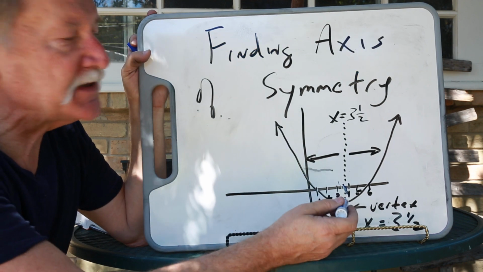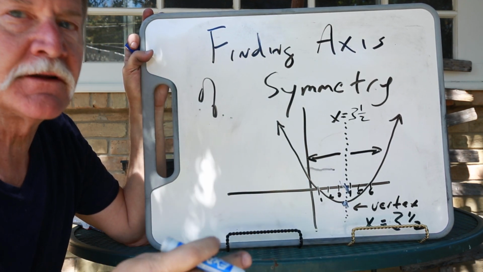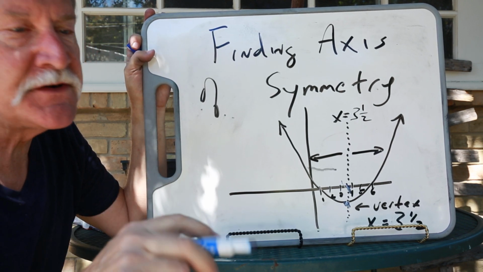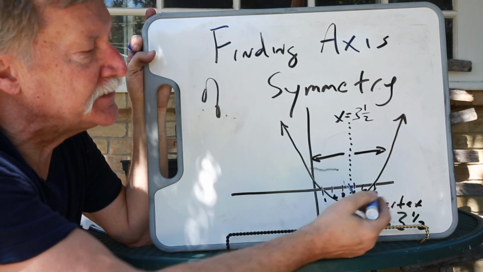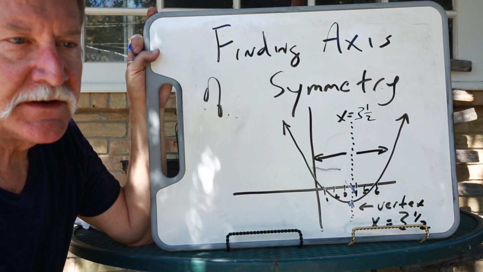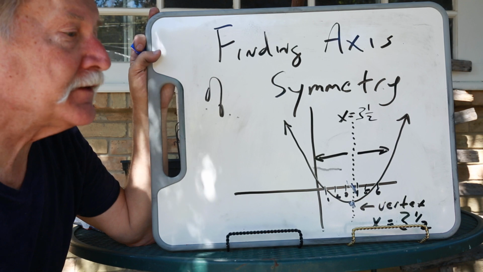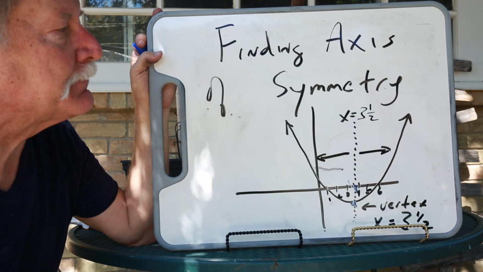So sometimes you can tell on a graph very easily that it is exactly on a particular line and you know where it is, but if it's in between markings on your graph, then you find two values that are opposite each other, like the zeros, and find their average, and that will give you the axis of symmetry. That's what you would use if you're given the graph of the parabola.